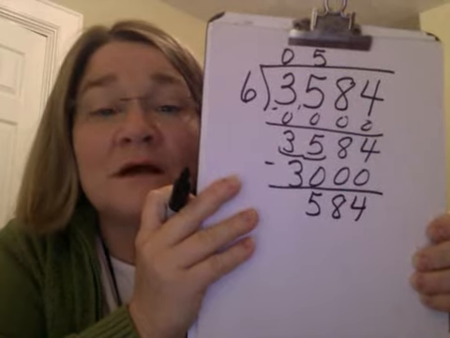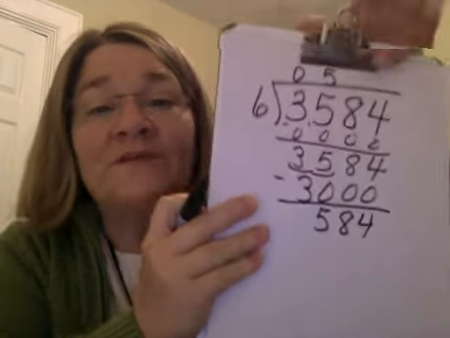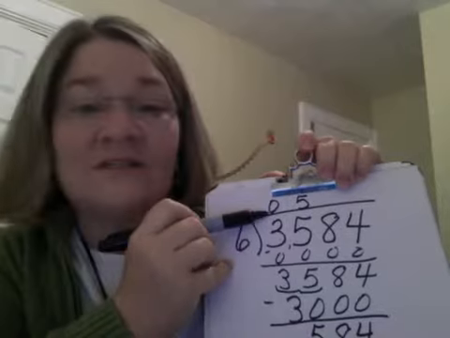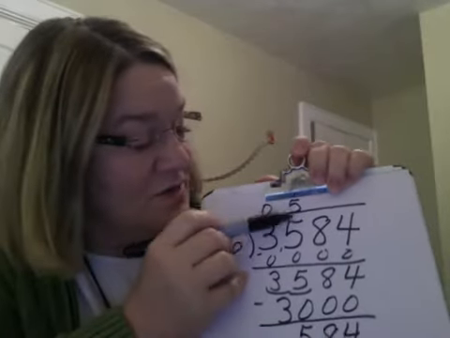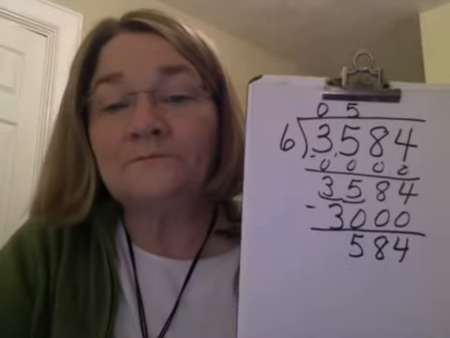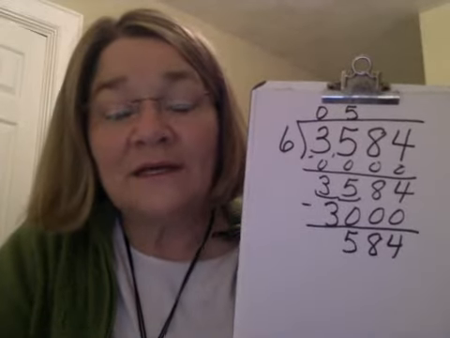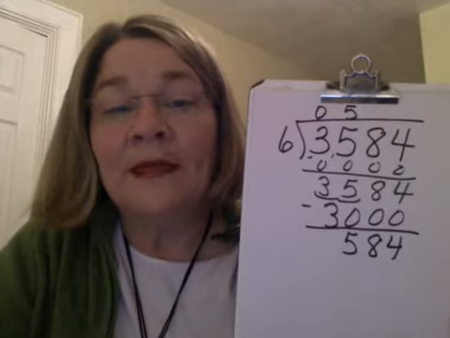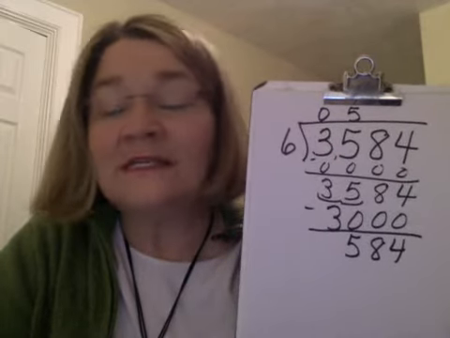And now we're in the tens column. You can see we've got the 0 in the thousands. We've got the 5 in the hundreds. Now we need the tens column. And in our tens column, we have 58. 58 tens. How would we divide that evenly into 6 groups?